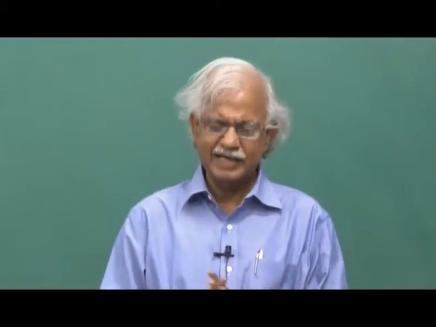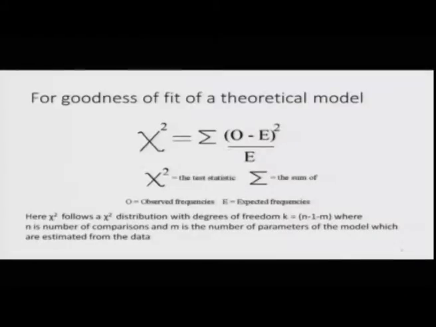So, the general formula for chi-square is that chi-square is sigma of an expression. What is that expression? O minus E, where O stands for observed frequencies, E stands for expected frequencies when you assume that some model is correct, and O minus E square divided by E. Chi-square is sum of O minus E whole square divided by E. Here degrees of freedom of chi-square is n, number of categories which you are comparing, minus 1 minus m, where m is the number of parameters of the model which are estimated from the data itself.